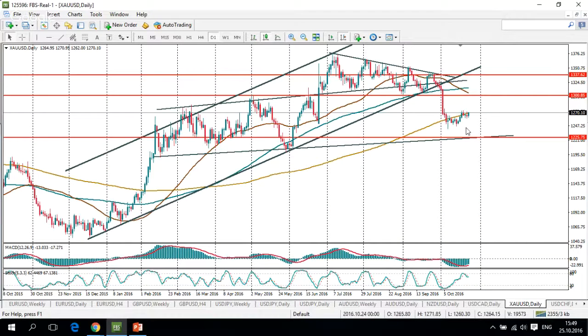Gold prices are stabilizing, still trying to settle above the 200-day moving average.